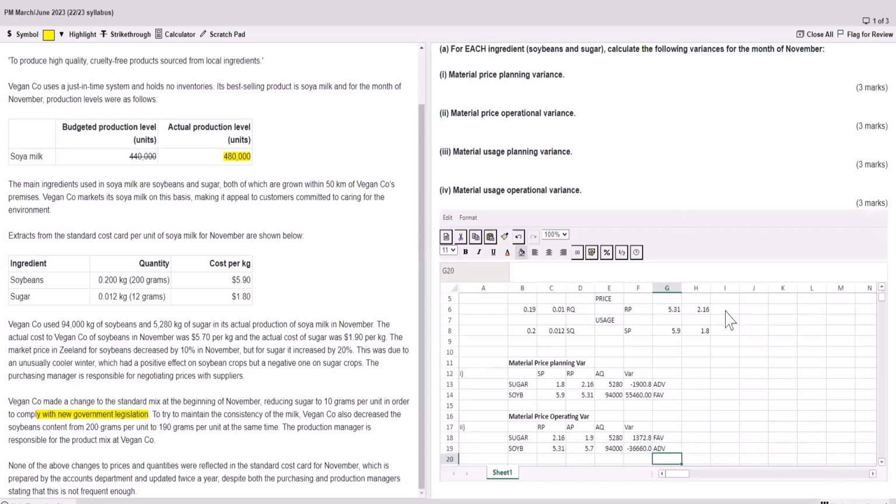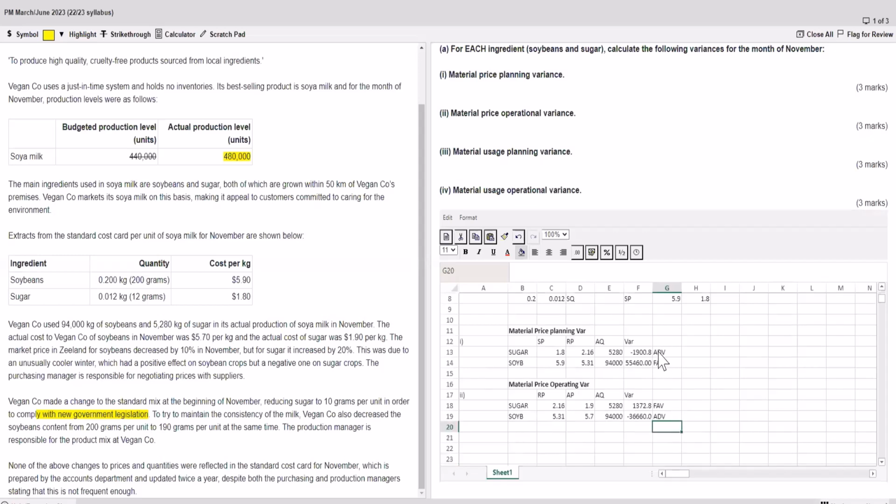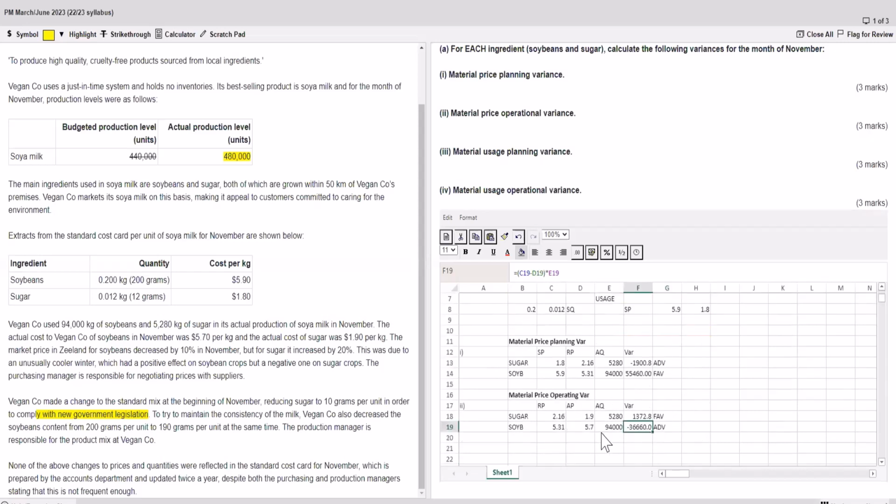Okay, so that is 3 marks each. You're getting 1 mark for doing the calculation. You'll be getting half a mark for getting this adverse and favourable. So you must make sure that you're doing this correctly, saying adverse and favourable correctly, not just leaving it as a minus and a positive. All right. So those are the price planning variances.